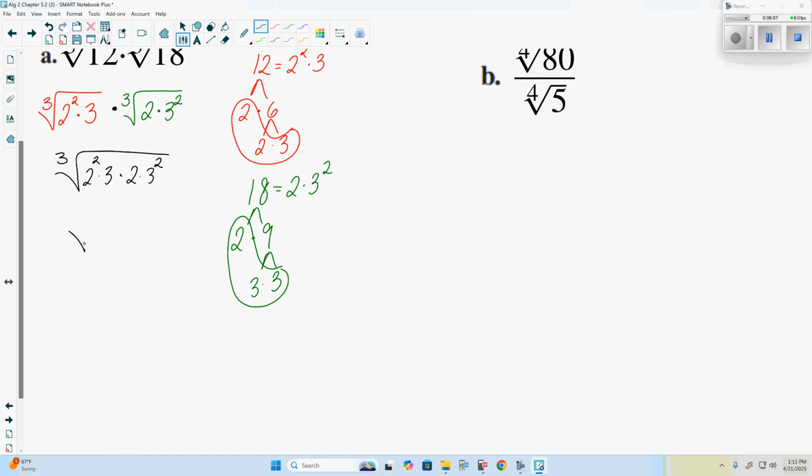And when we multiply like bases, we can add the exponents. So our 2 squared times 2 would be 2 cubed. Our 3 times 3 squared would be 3 cubed. So individually, we could not take a cubed root of either one, but when we multiply together, we now have 2 cubed times 3 cubed.